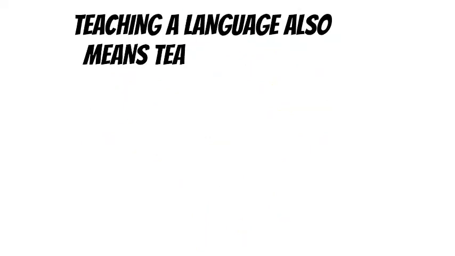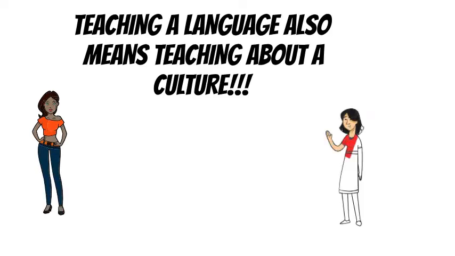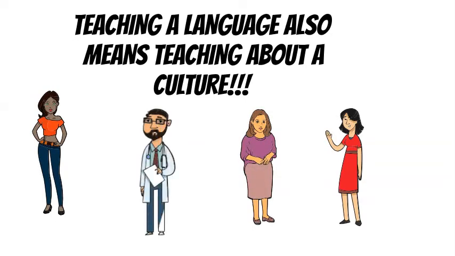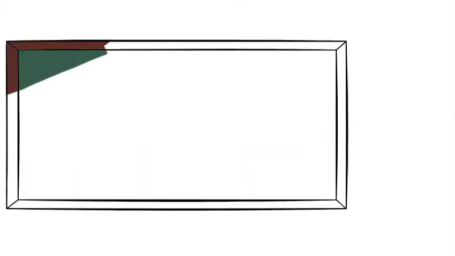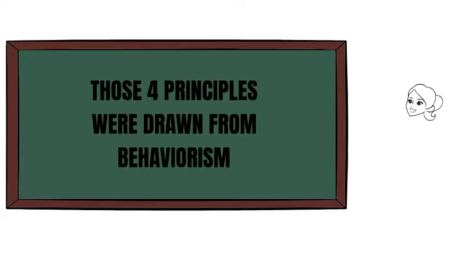And principle number 4. Teaching a language involves teaching aspects of the cultural system of the people who speak the language. So we need to have a context that involves, in a certain way, those cultural aspects, so it is clearer for our students how language is used. All those 4 principles were drawn from the theory of behaviorism.